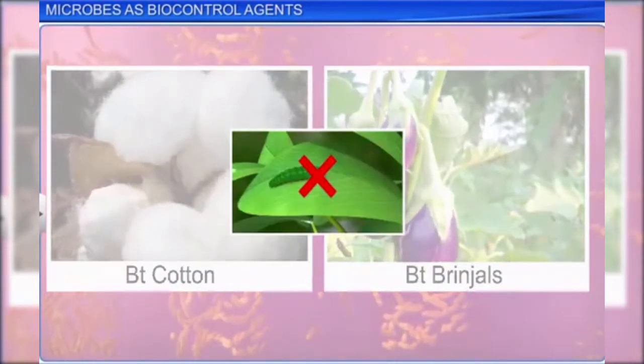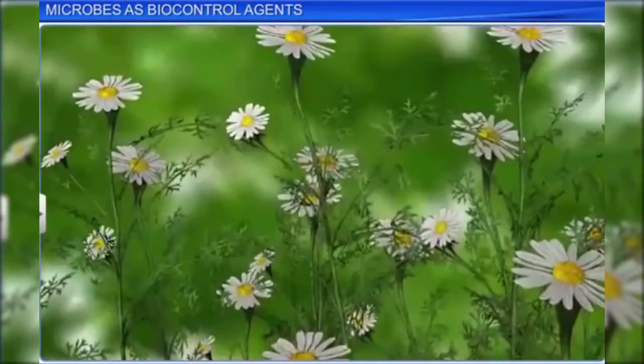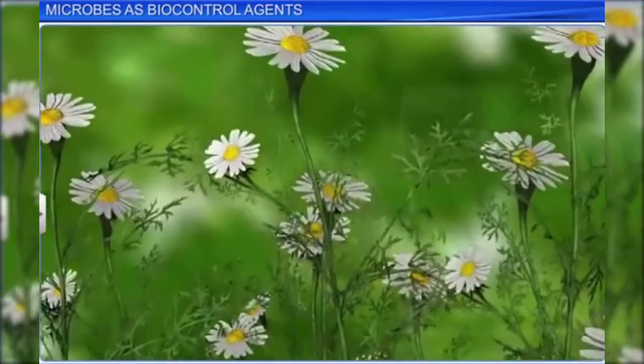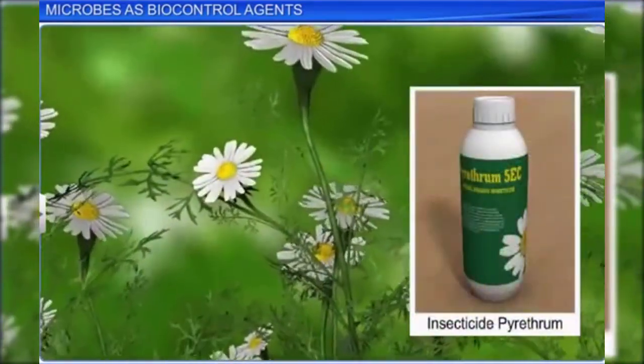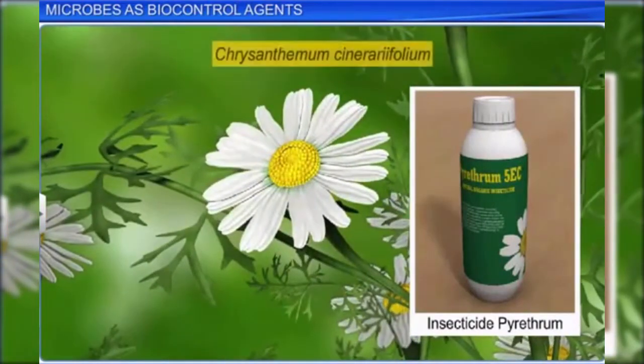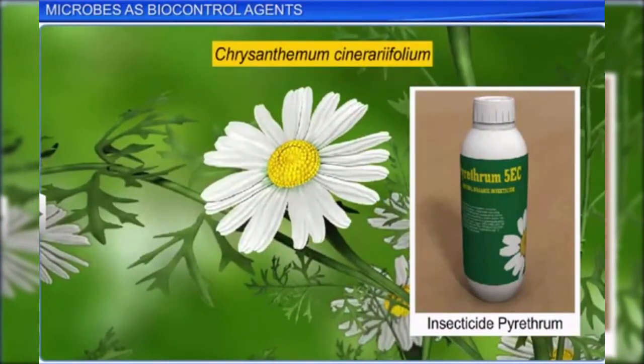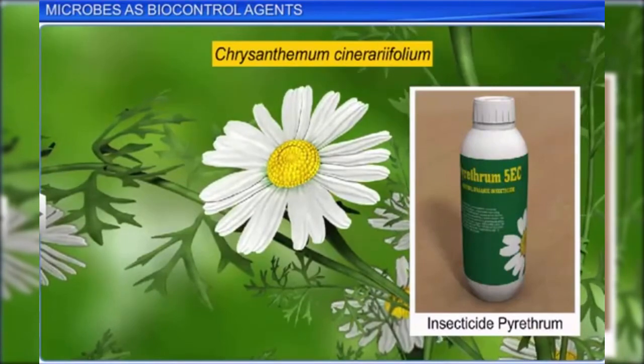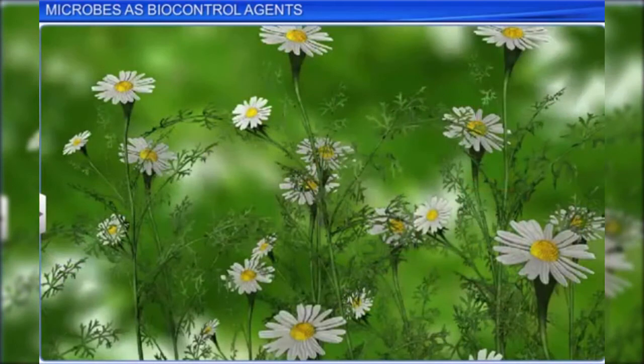Another natural insecticide called pyrethrum, extracted from the flower head of Chrysanthemum cinerariifolium, is used in organic farming practices. Moreover, due to the insecticidal properties of the plant, it is also sometimes grown near crops to repel insects such as aphids and leafhoppers.